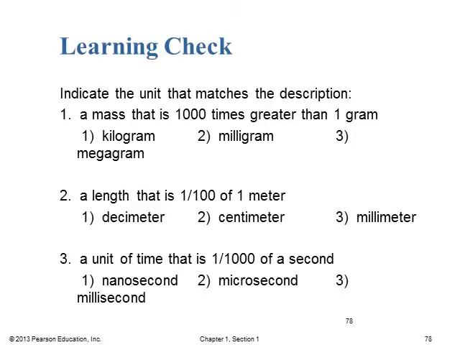In this learning check, we are asked to indicate the unit that matches the description. Number 1, a mass that is 1,000 times greater than 1 gram. If it's bigger, it's going to be 1 kilogram. 1,000 times greater than 1 gram is 1,000 grams, so that is a kilogram.